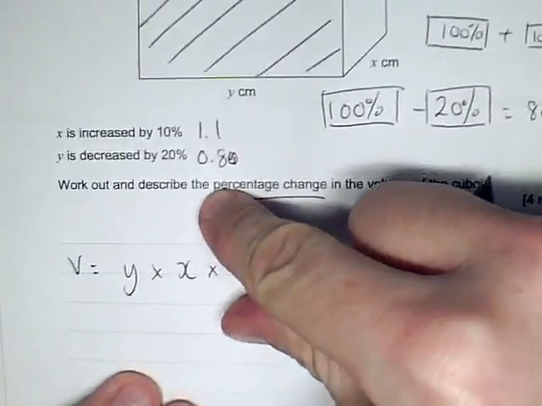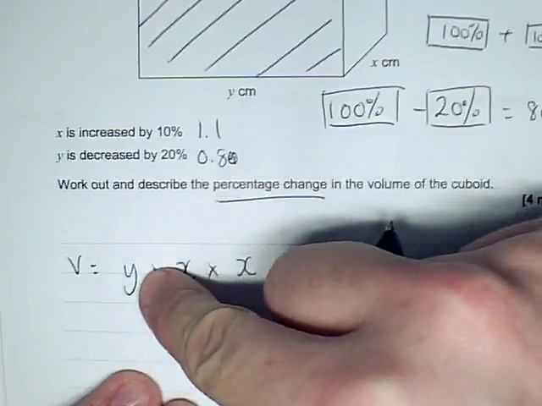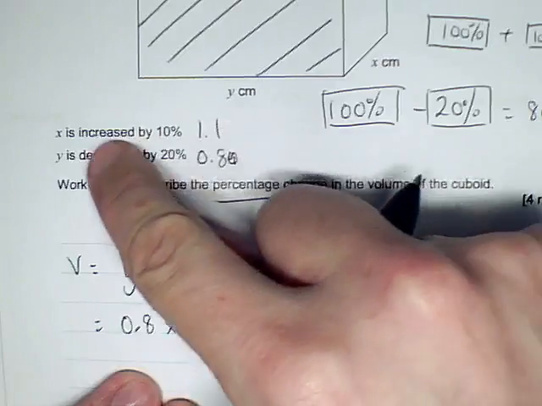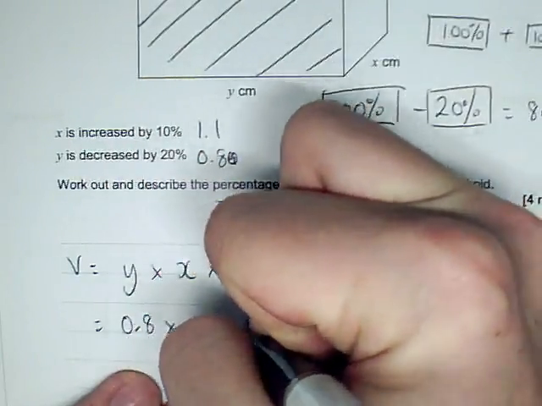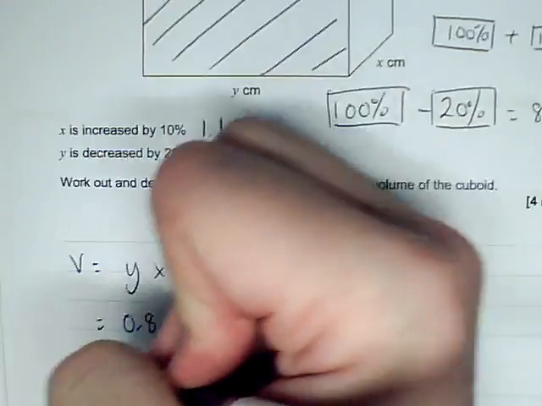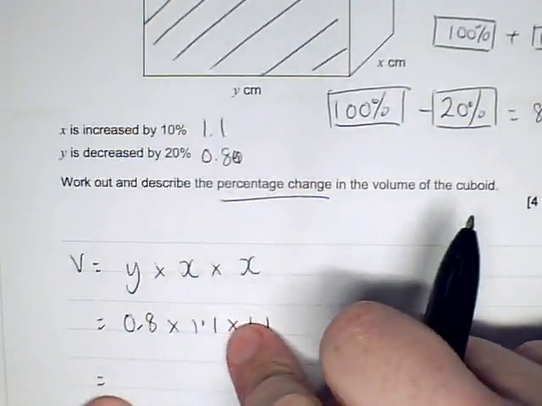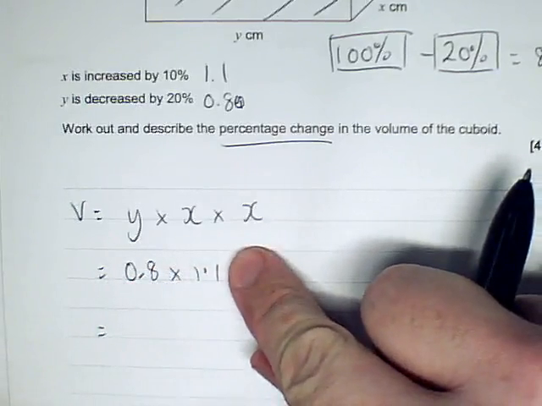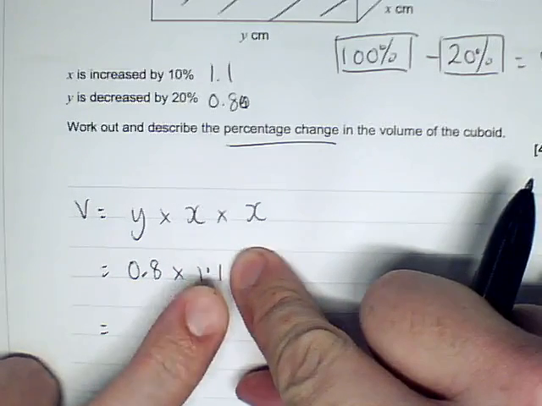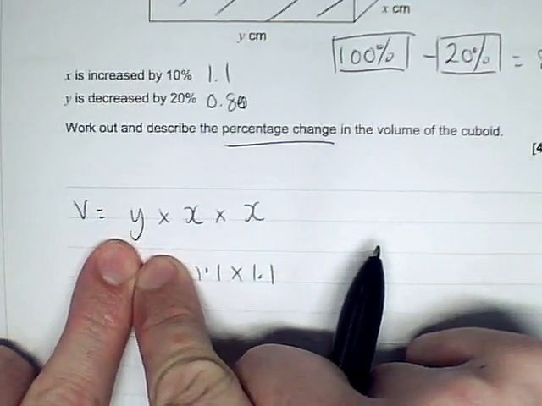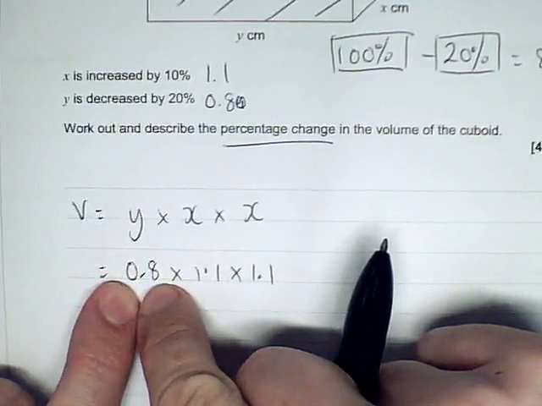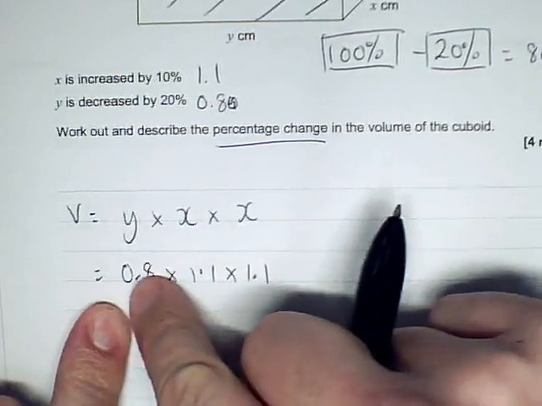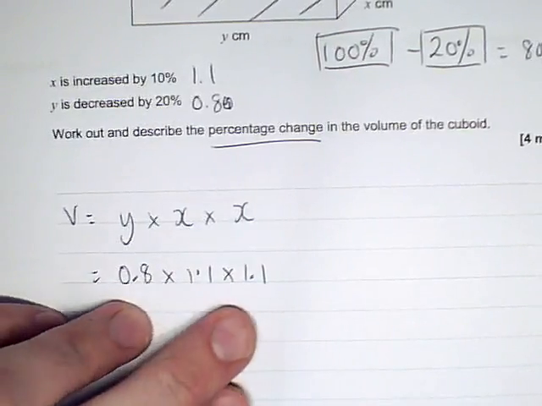So using the values that we have, remember y has been decreased by 20%, so it's 0.8, times x, which was 1.1, times 1.1. Now we need to work this out, and we don't have a calculator, and that then tells you the percentage change. To work this out, take two values, so you could take those two, multiply them together, and whatever the answer is, times it by the third. Or you could do these two values, and whatever the answer is, times it by 0.8. If you think about it, 1 times 2 times 3 is the same as 1 times 3 times 2.